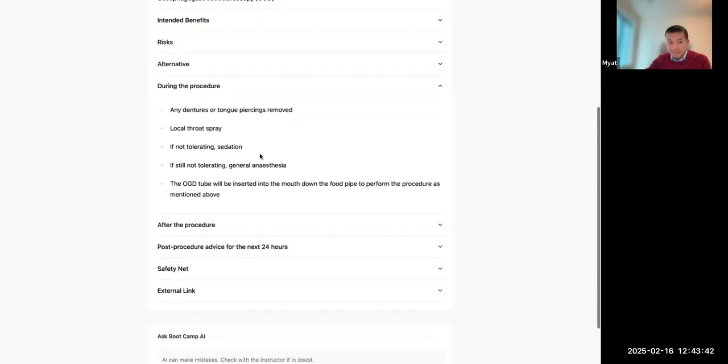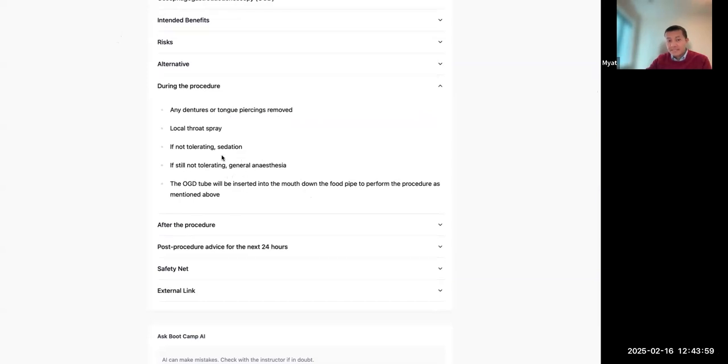During the procedure, any dentures or tongue piercing should be removed. Most of the time we'll do a throat spray. If not tolerating, the next step would be sedation, and if not tolerating that, general anesthesia. And we'll explain that the OGD tube will be inserted through the mouth into the food pipe to perform the procedures mentioned above.